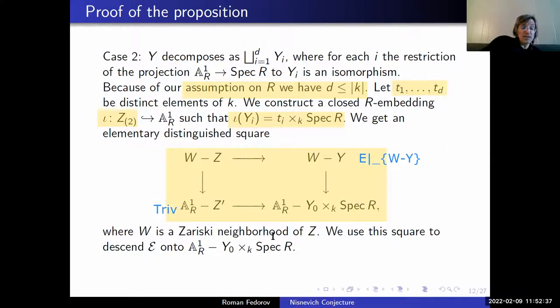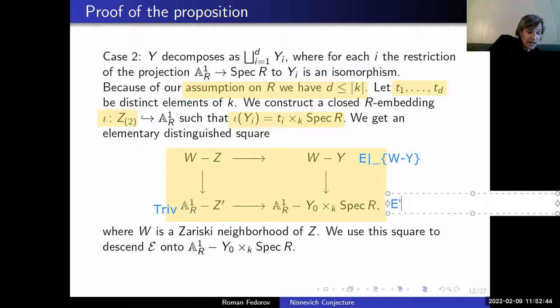They are both trivial on W minus Z by assumption. So I can glue them and get a certain torsor on A^1_R minus Y_0 times spec R. But now I'm in the first case. So I see that E prime is also trivial. And this is very nice.